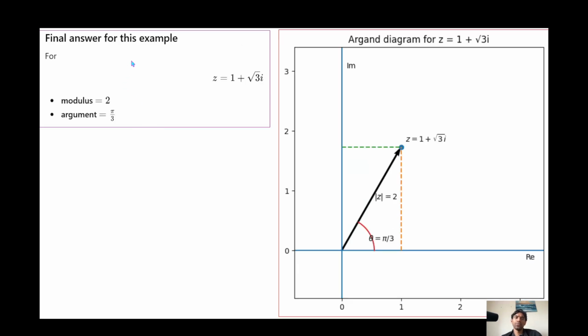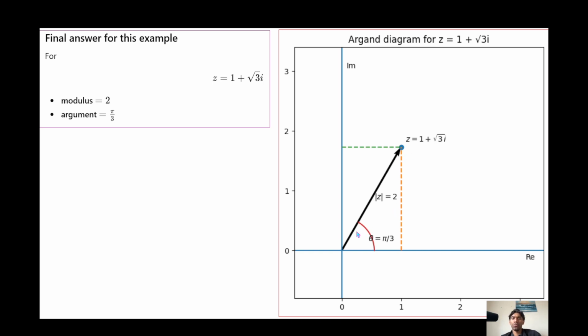The final answer for this example, for z is equal to 1 plus square root 3i: the modulus, which is the length, is 2, and the argument, which is the direction, has an angle of pi over 3. So we can represent this on the Argand diagram for z is equal to 1 plus square root 3i. We don't know where square root 3i is.